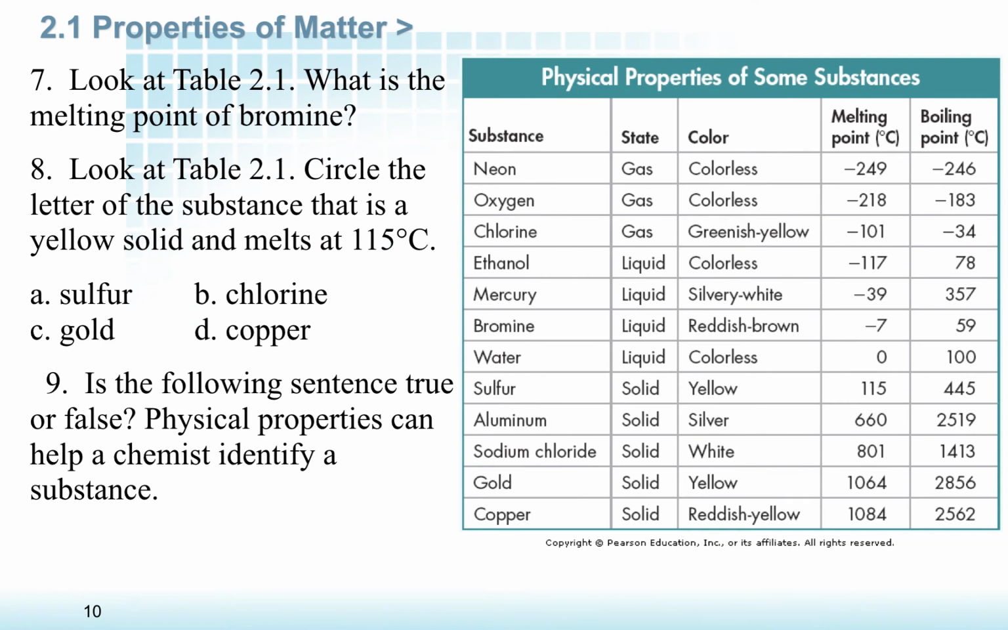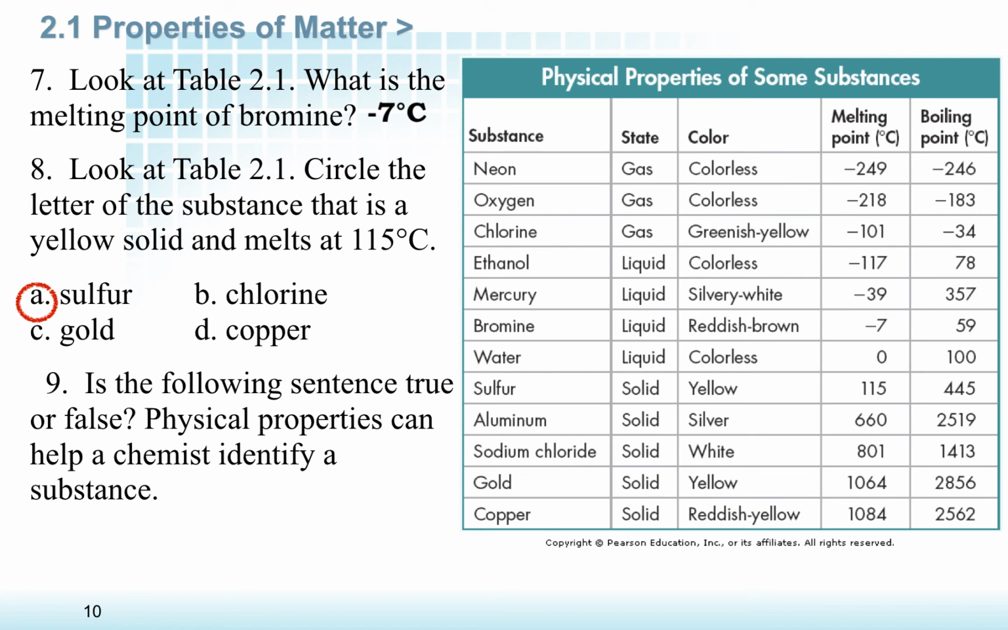Look at the table. What is the melting point of bromine? So I go halfway down. I see bromine. It's a liquid, reddish brown. -7, 59. -7 is the melting point, which is right here. So I now know that's the melting point. The yellow solid that melts at 115, if I go down there, there's only one solid that's yellow and melts at 115, and that would be sulfur.